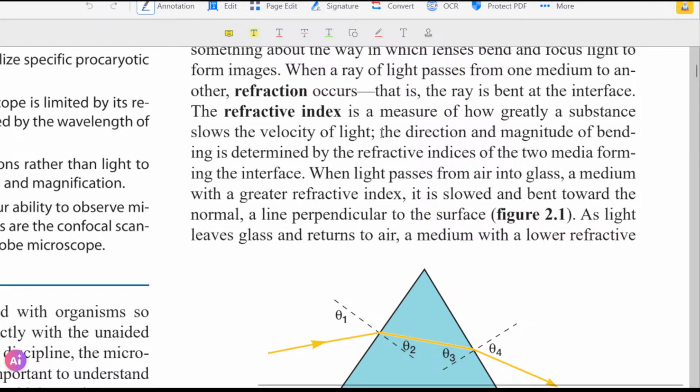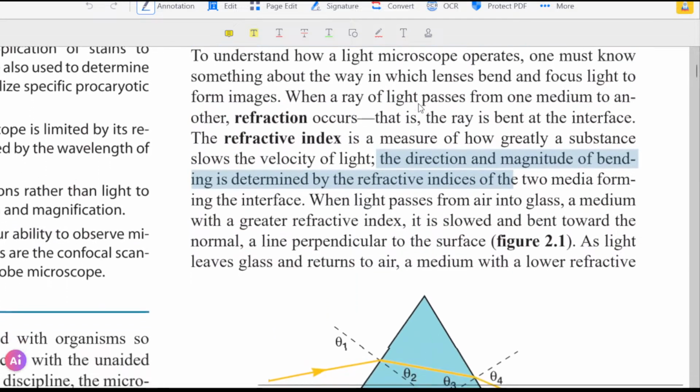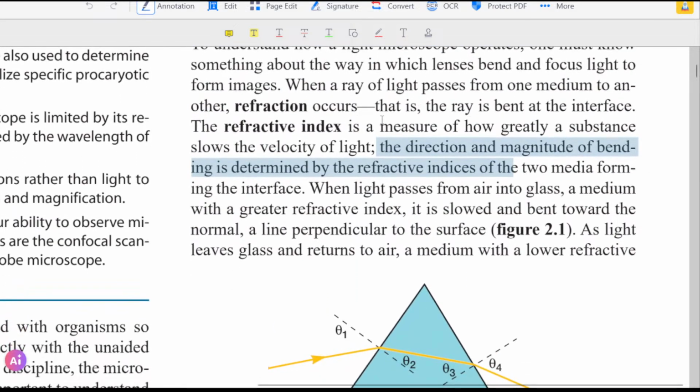So the direction and the magnitude of the bending is determined... Oh, no, I think we left something. It is a measure of how greatly a substance slows the velocity of light. Okay, so they are saying the refractive index is a measure of how the velocity of the light slows down, how its direction changes, and how the magnitude of bending is done.